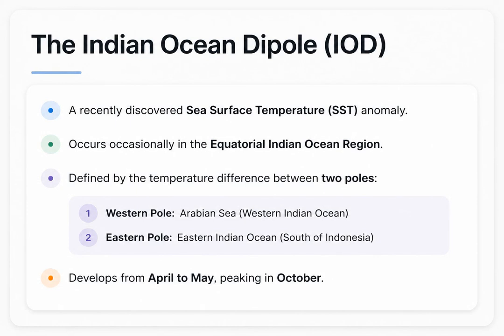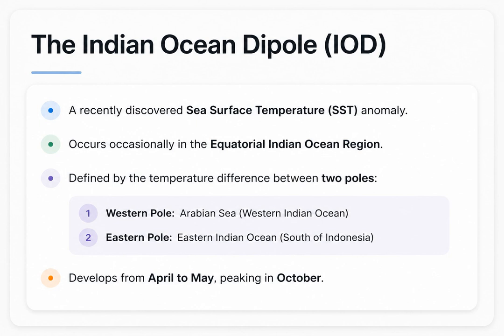A phenomenon that does have a massive impact on the monsoon is the Indian Ocean Dipole, or IOD. Discovered relatively recently, the IOD is a sea surface temperature anomaly. Think of it as a seesaw of water temperatures between two poles, a western pole in the Arabian Sea and an eastern pole south of Indonesia.